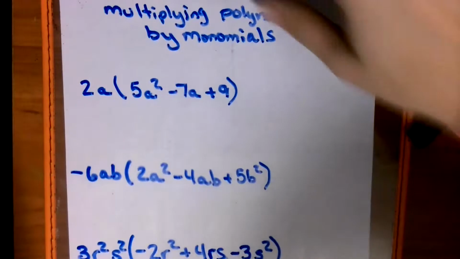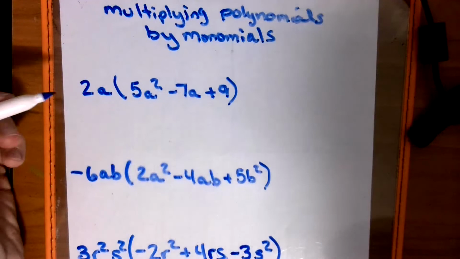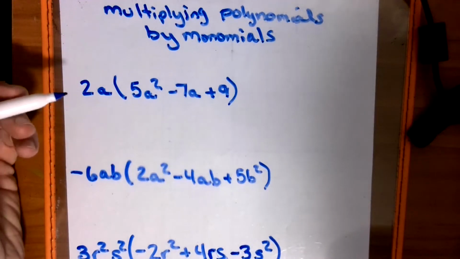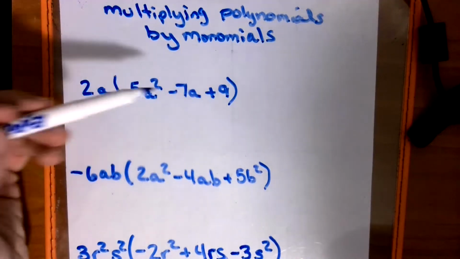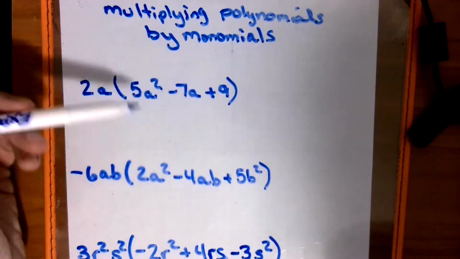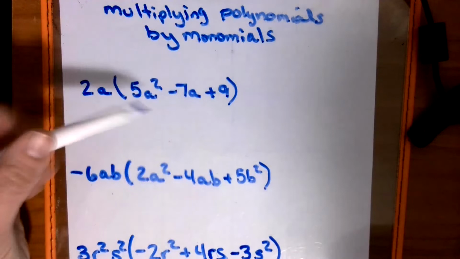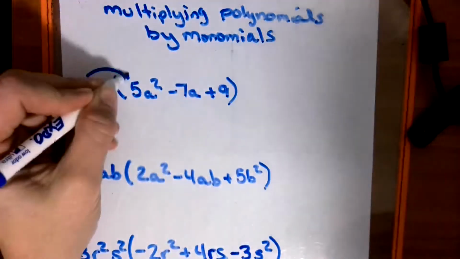Hello. Okay, so we're going to be multiplying polynomials by monomials. And this is very similar to our multiplying of monomials, but now we're going into a polynomial, which is multiple monomials. So one term is considered a monomial, two is a binomial, three is a trinomial, all part of the polynomial family. So we times our coefficients.